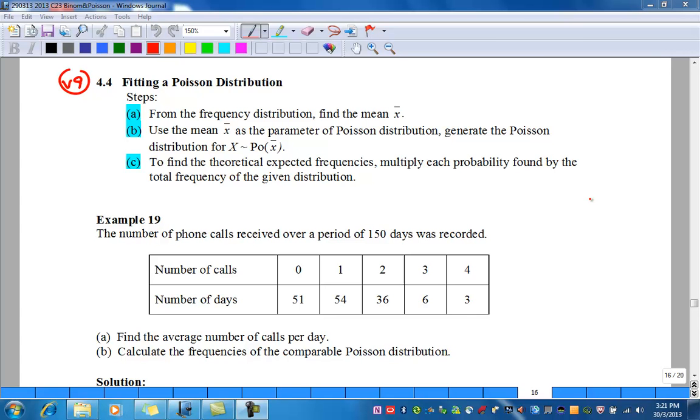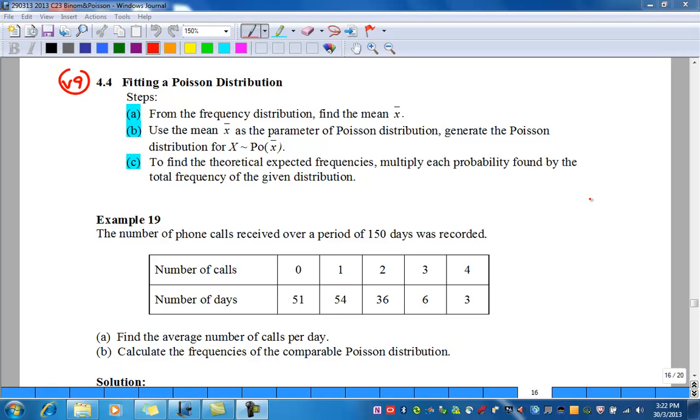4.4. Fitting a Poisson distribution. A. From the frequency distribution, find the mean x bar. B. Use the mean x bar as a parameter of the Poisson distribution. Generate the Poisson distribution for x follows a Poisson lambda as x bar. C. To find the theoretical expected frequencies, multiply each probability found by the total frequency of the given distribution.